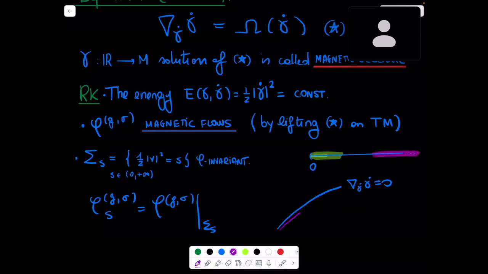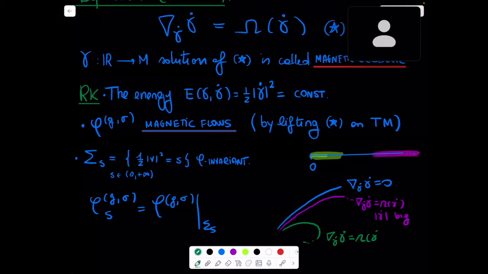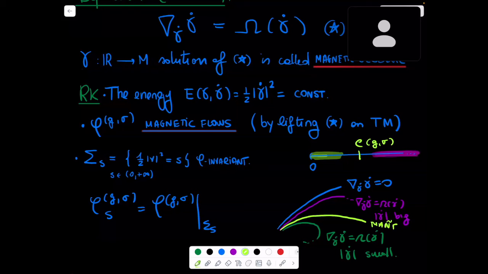So this satisfies the Newton equation with big speed. While for small levels of the energy, the linear term is dominant, and then the particle tends to be lured back in a neighborhood of the starting point. And this for small speed. And if you want, there is a special level of the energy, which is called the magnetic critical value. And in general, it depends on the metric and on the two-form, which plays a role of interlude between this kind of dynamics.